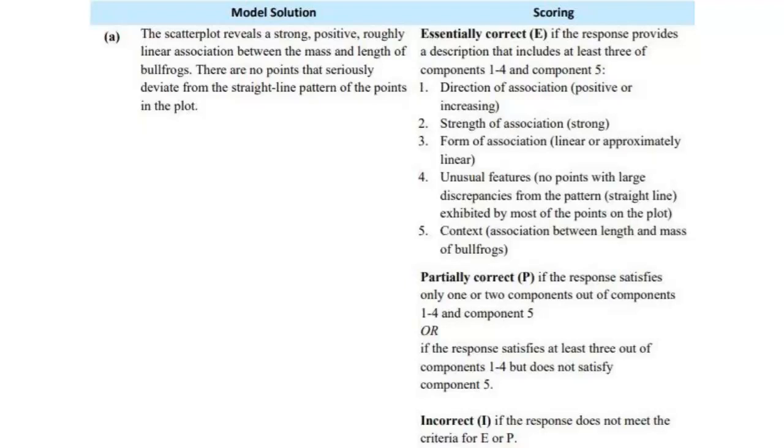I would take that as context, yes. All right, Brandon, you had your hand up? Did you want me to look at one with you? Moderately strong, linear, no clear outliers. The longer the length, the higher the mass. There's your context in that last statement. That's an E. Yep. All right, does anybody else have questions about scoring part A?